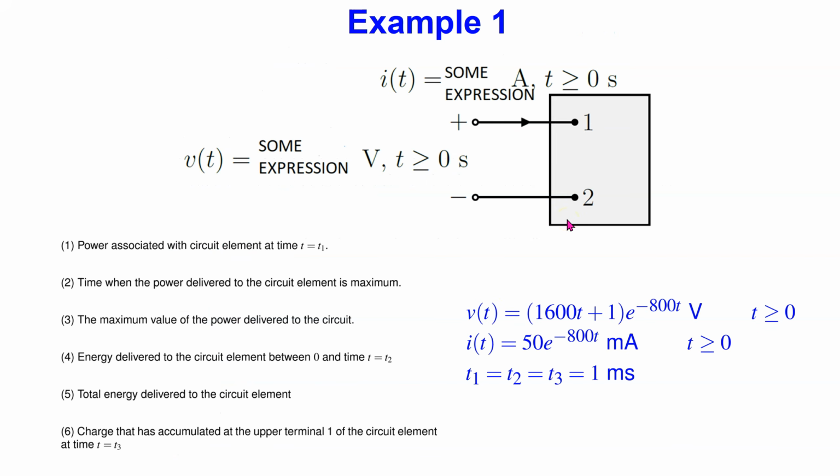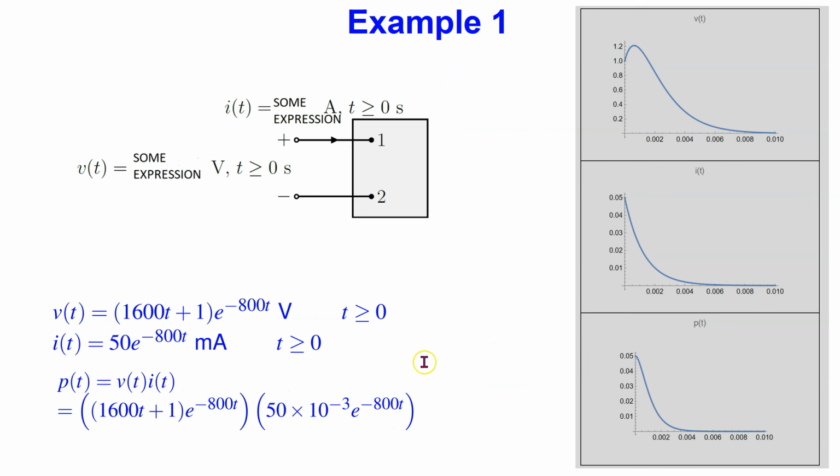For illustrating the calculations using this systematic procedure, consider this first example where the current is an exponential function and the voltage is a product of linear and exponential functions. We can use any software such as Mathematica or MATLAB or Python to plot the voltage, current, and power in this case. We can see that the current is an exponential function. The voltage first increases due to the linear part and then decreases due to the exponential part. The instantaneous power in this case is also an exponential function and has a maximum value at time t equals to 0.